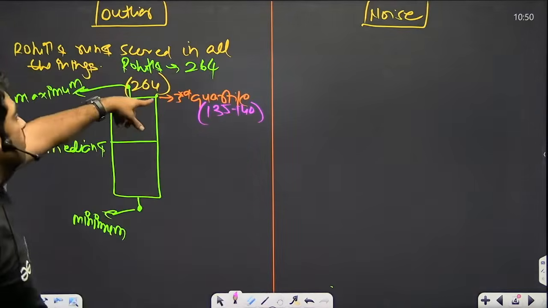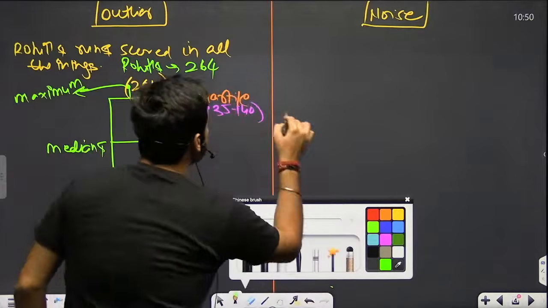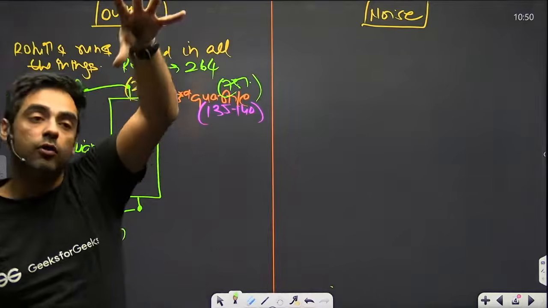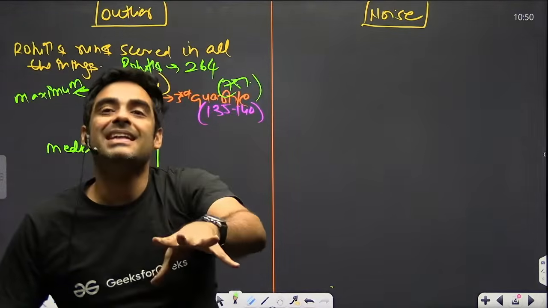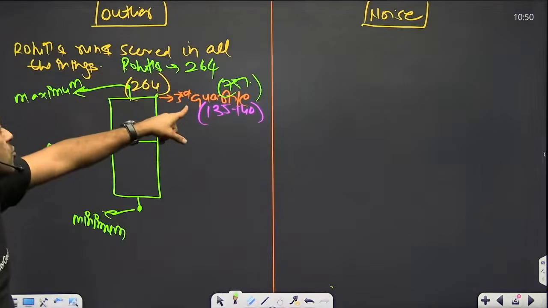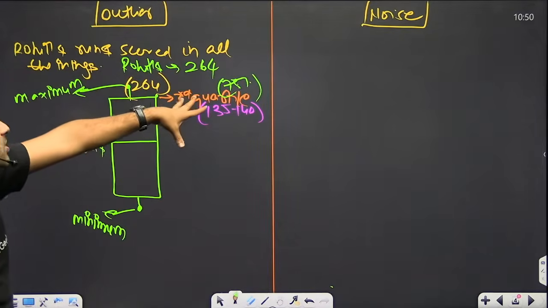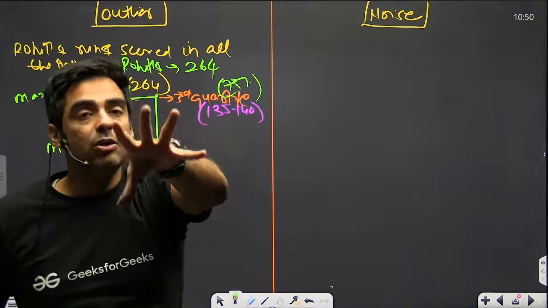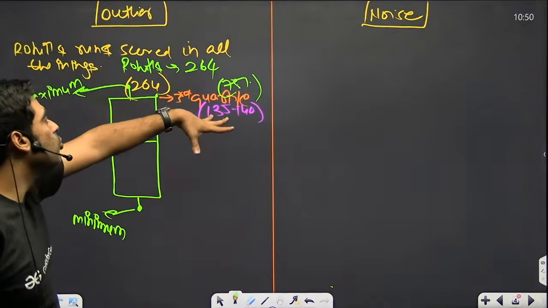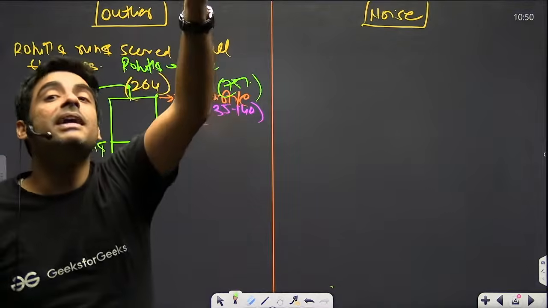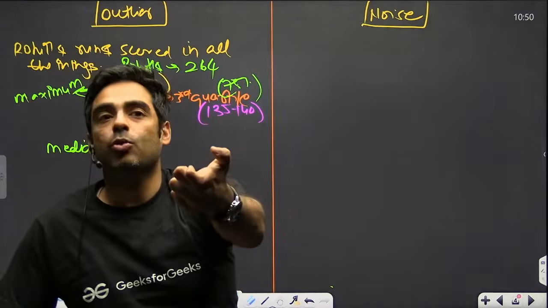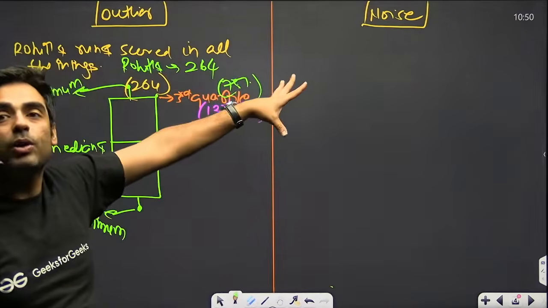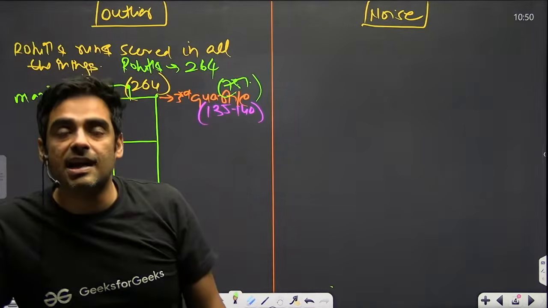What is the third quartile? That is the 75% of the total scores in all the innings he has played. That would be around 135 to 140. But this 264 is aberrant because only once has he hit it. So that is why I can consider 264 as an outlier in this scenario.